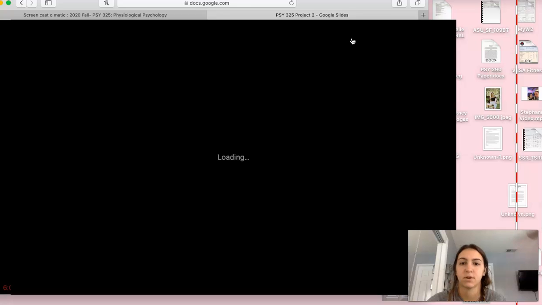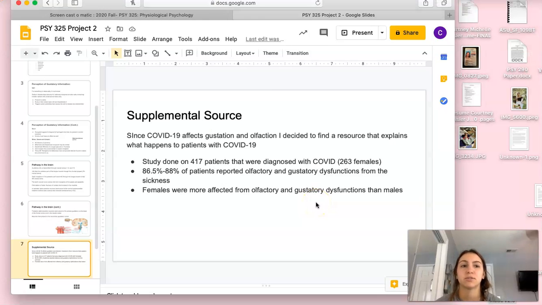Supplemental source. So I thought I would talk about how COVID-19 affects gustation and olfaction. There was a study that was conducted on 417 patients that were diagnosed with COVID. More than half of them were females, 263 to be exact. What they figured out was 86.5 to 88% of patients reported olfactory and gustatory dysfunction from the sickness.